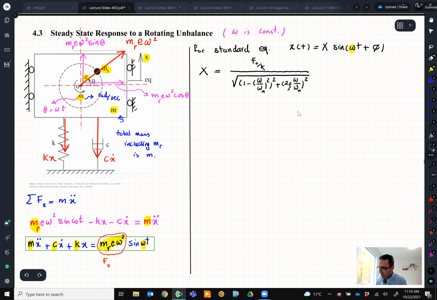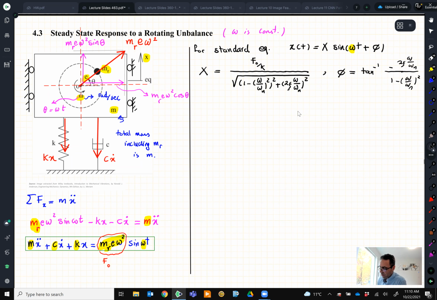So this is our standard formula. As you can see, nothing is different than the original formula. Phase, if you are interested in knowing, which we usually are not, is tangent inverse of, don't forget the minus, 2 zeta omega over omega n, over 1 minus omega over omega n squared.